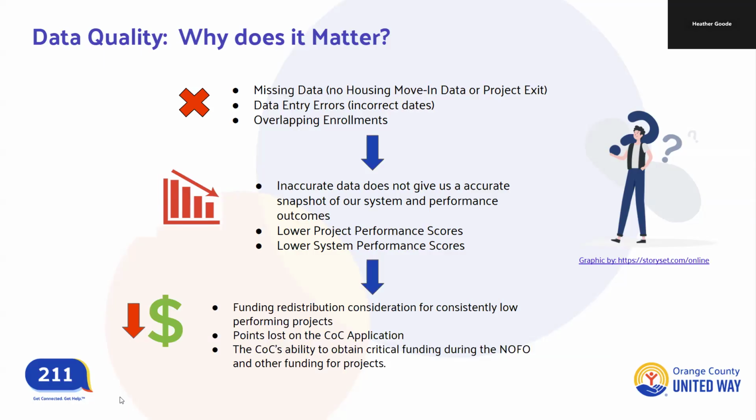So your agency's projects are scored to measure their effectiveness. Consistently low scoring projects will be reviewed for funding redistribution. HUD uses project performance reports and other reports to measure the effectiveness of the CoC, where we lose points on the CoC application. And then finally, it affects the CoC's ability to obtain critical funding during the NOFO and other funding for projects.